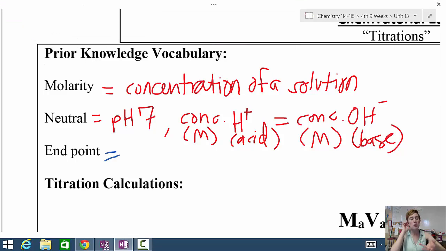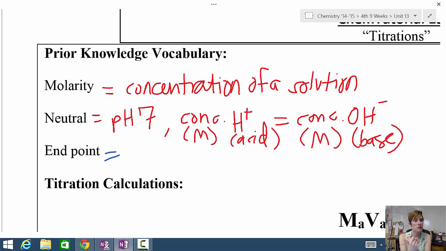End point is a phrase that we use when we're in the lab and we have an acid and a base and we mix them together just enough to get to that neutral pH. If I have a really strong acid and a really strong base, you know what happens in a neutralization reaction, right? You have your acid, you have your base, you mix them together.